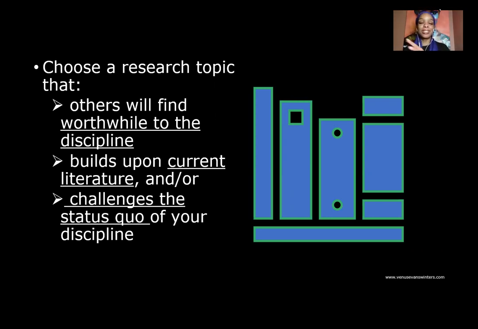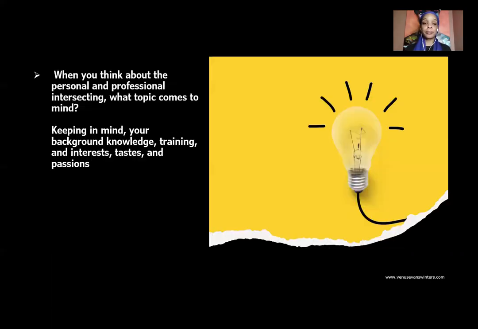So you get my point. Find a topic that's relevant to your discipline and others in your discipline will get excited about, because those are the people that you're going to go to support you. And also you're going to have literature and references, previous research to support your research proposal. Also, and this is similar, you want to choose a research topic that builds upon the current literature, or it challenges the status quo of your discipline. So you're adding to a conversation that's already going on, okay? Either to critique or to support the topic.